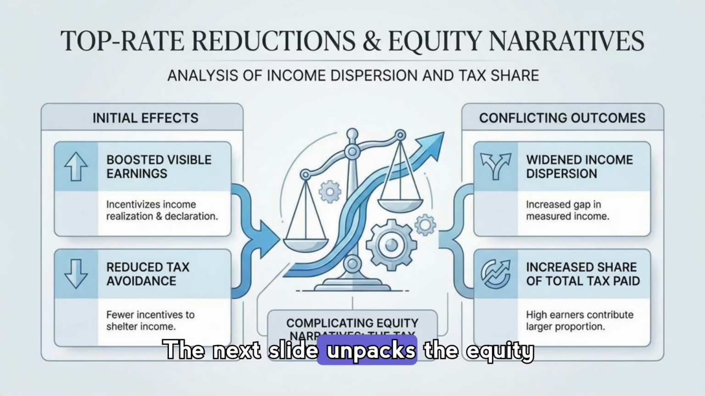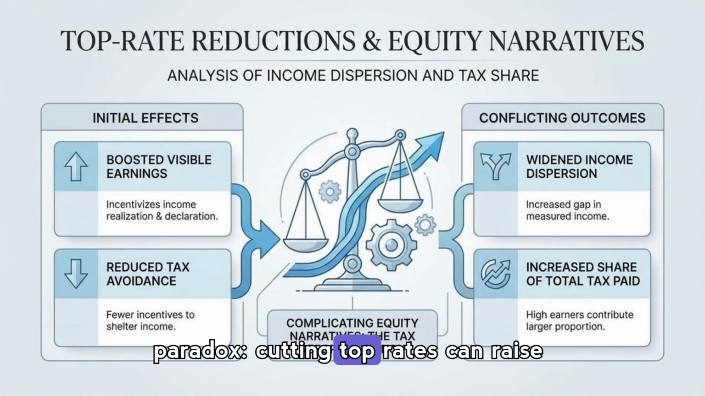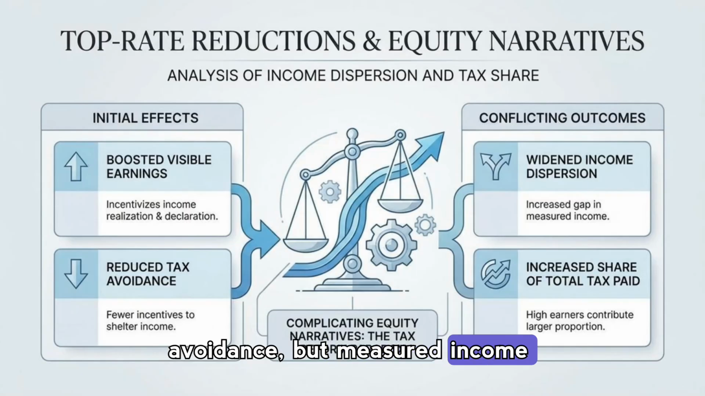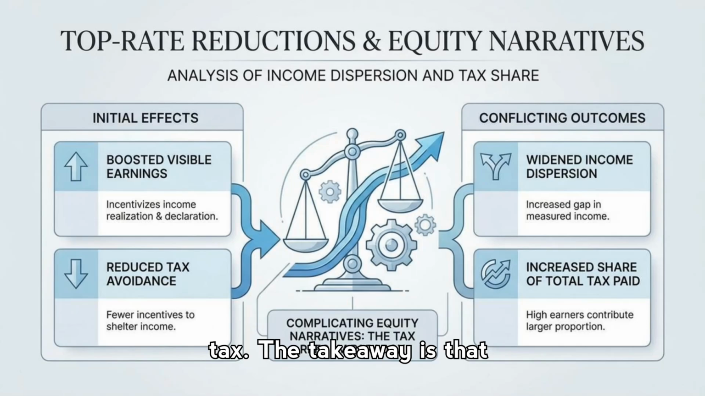The next slide unpacks the equity narratives around top rate reductions, showing a nuanced paradox. Cutting top rates can raise visible earnings and reduce avoidance, but measured income dispersion may widen, even as high earners pay a larger share of total tax. The takeaway is that distributional outcomes depend on behavioral responses and measurement choices.